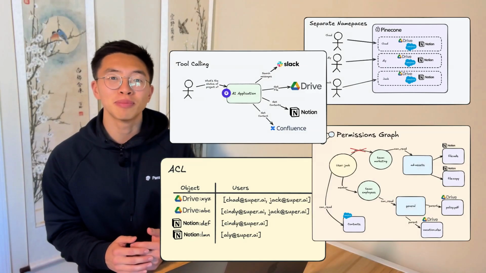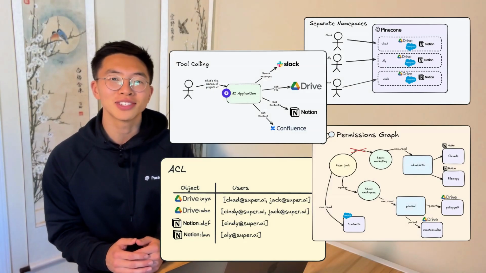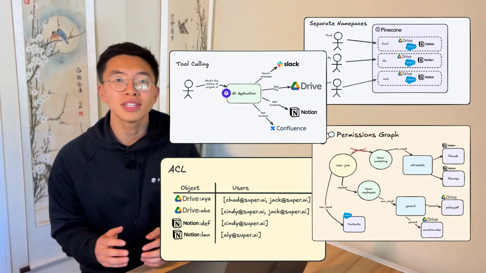If you clicked on this video, it means you're probably interested in permissions for your AI or RAG application. Well, you're in luck, because in this video, we'll be going over all the ways to implement permissions in your RAG or AI application. Before we jump into each individual strategy, I want to give a little bit of background context into why permissions matter for AI applications.